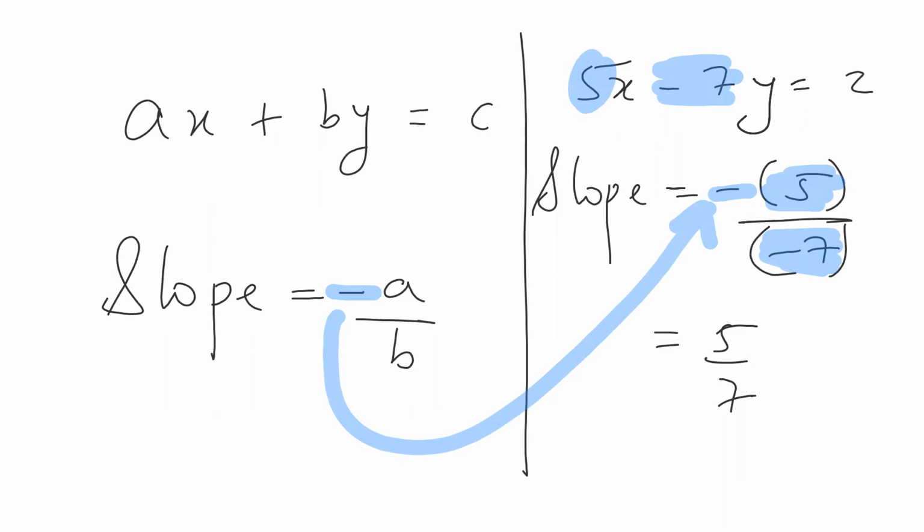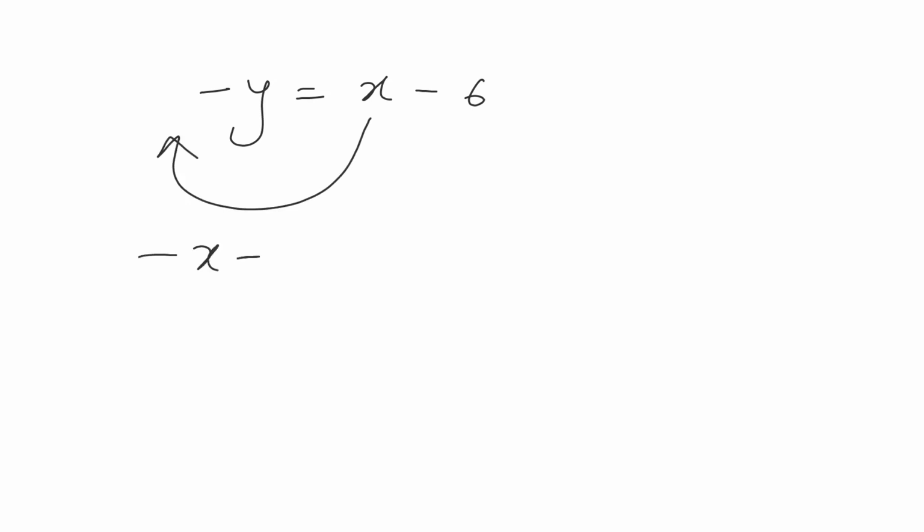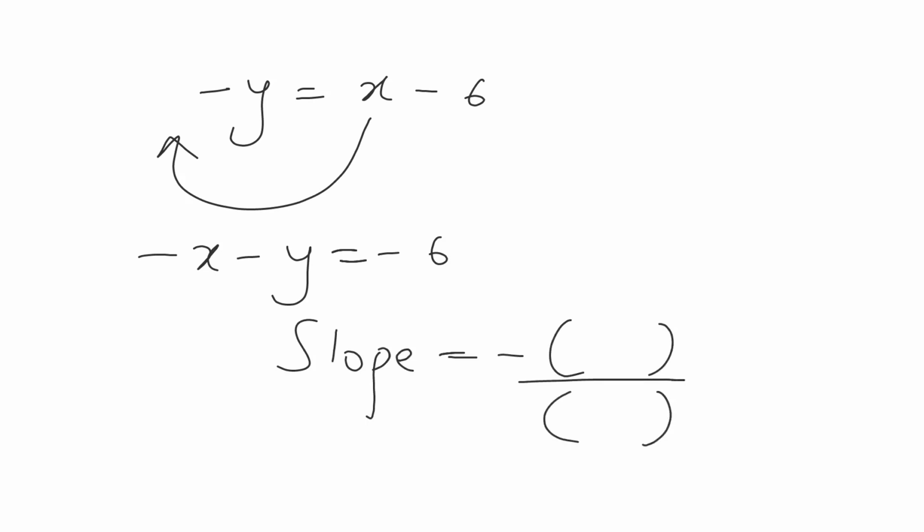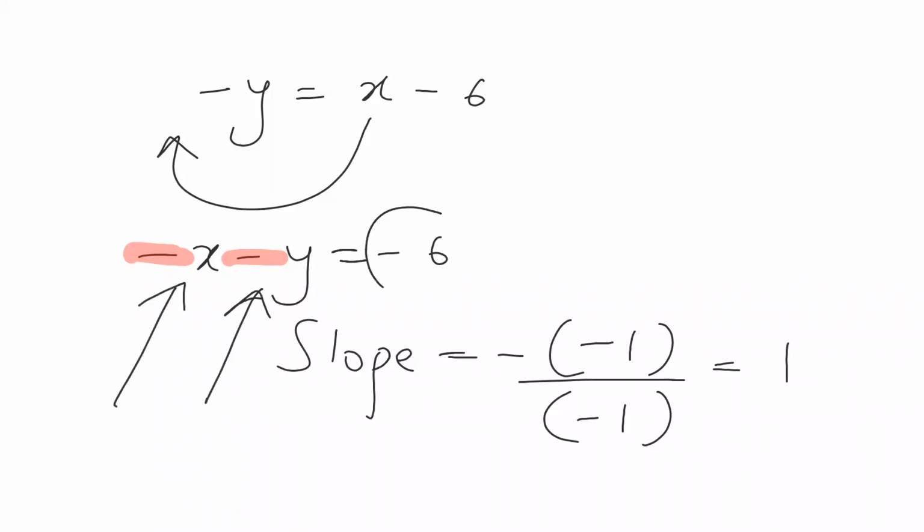Okay. Sometimes some lines are rearranged and given to you. The equation is rearranged and given to you. Okay. So minus y is equal to x minus 6, something like that. So we need to arrange this in a very precise manner. So shift this x on the other side: minus x minus y is equal to minus 6. So we can calculate the slope as minus bracket upon bracket. So a is the coefficient of x, a is minus 1, and b is also minus 1. Okay, the slope of this line is 1. Fine. So always get the line in the format of first x, then y, then constant.